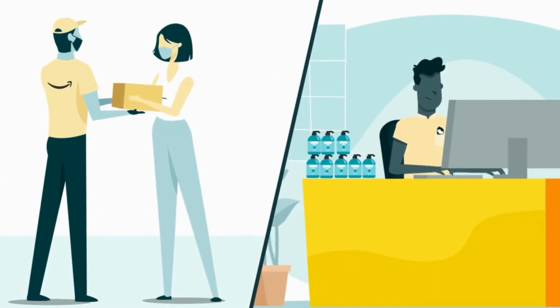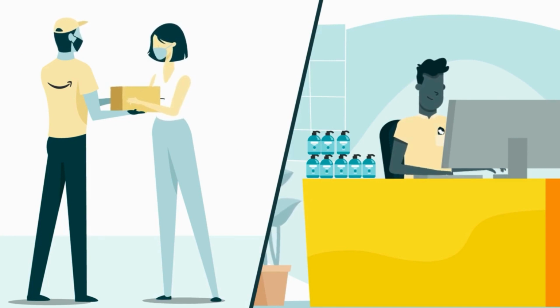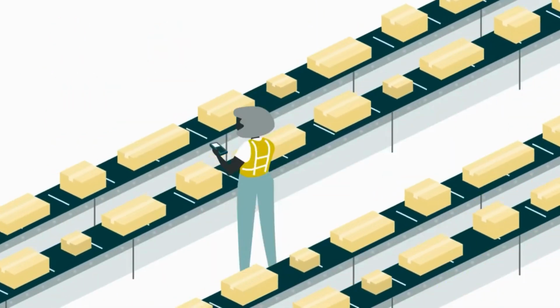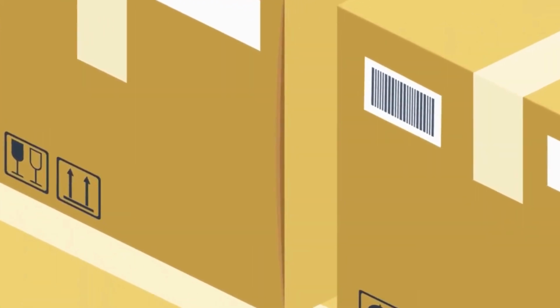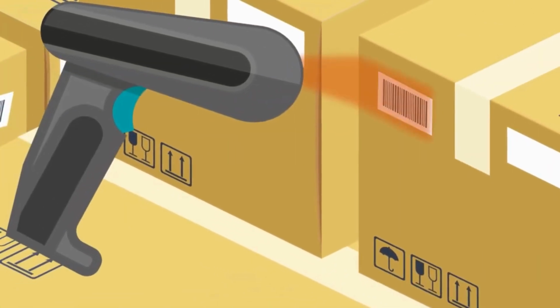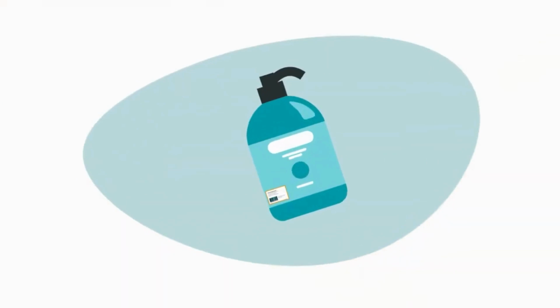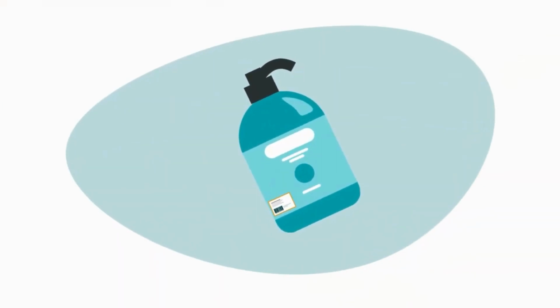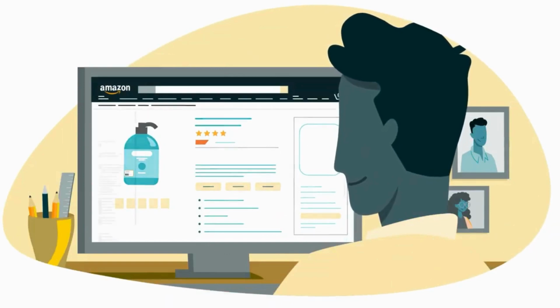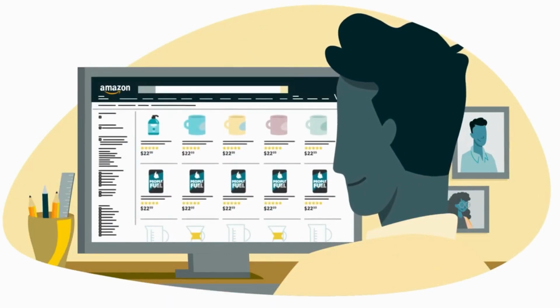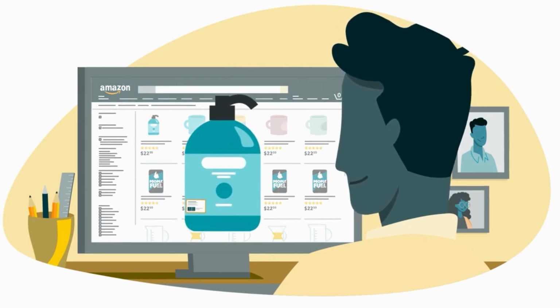GTINs ensure that products are uniquely identified while being bought and sold, and they help sort and track items in transit. Each GTIN pairs with a unique barcode, which makes product IDs scannable. In most cases, you'll need to provide a GTIN when you create a new product detail page on Amazon. A GTIN is also the surest way to match your offer to an existing product already sold on Amazon.